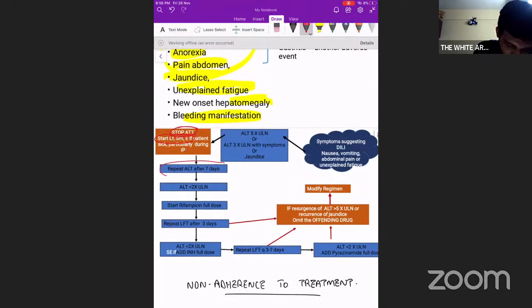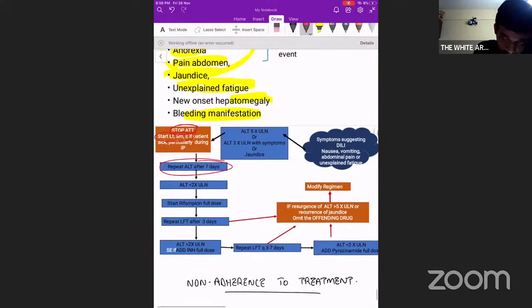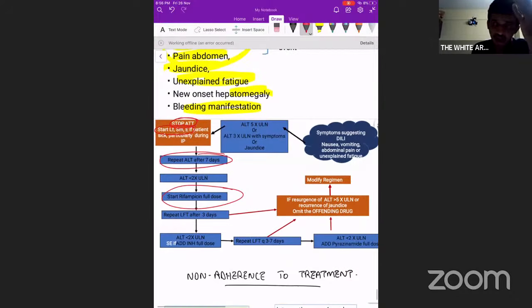We repeat ALT after 7 days. If ALT has reduced to less than 2 times the upper normal limit, then we first start with rifampicin. So we will start each and every drug singly and see which drug was responsible for this disease, and we remove that drug. That is the basic concept. So we start rifampicin at full dose. Again, repeat LFT after 3 days.